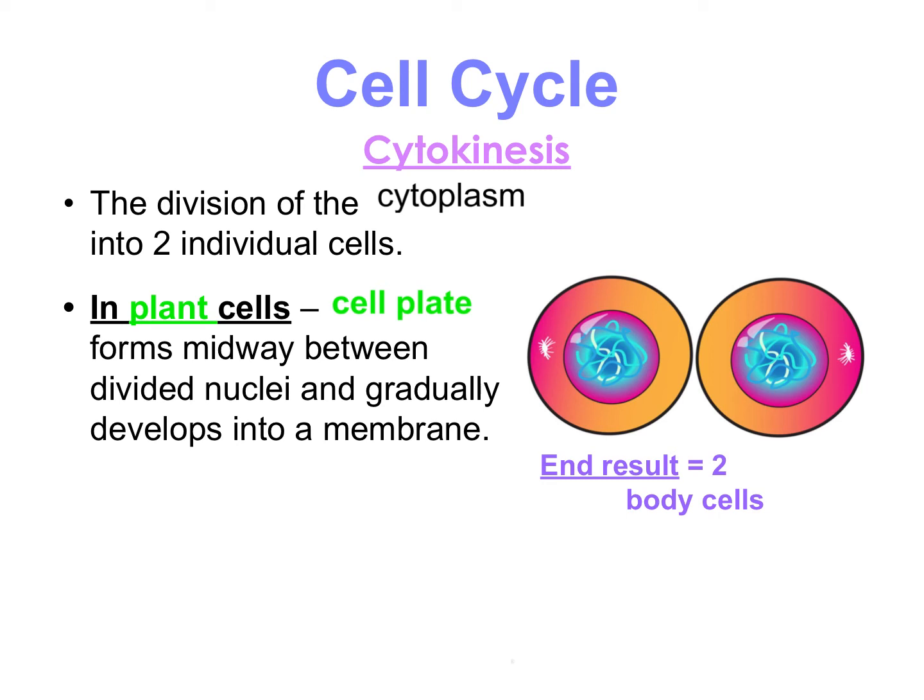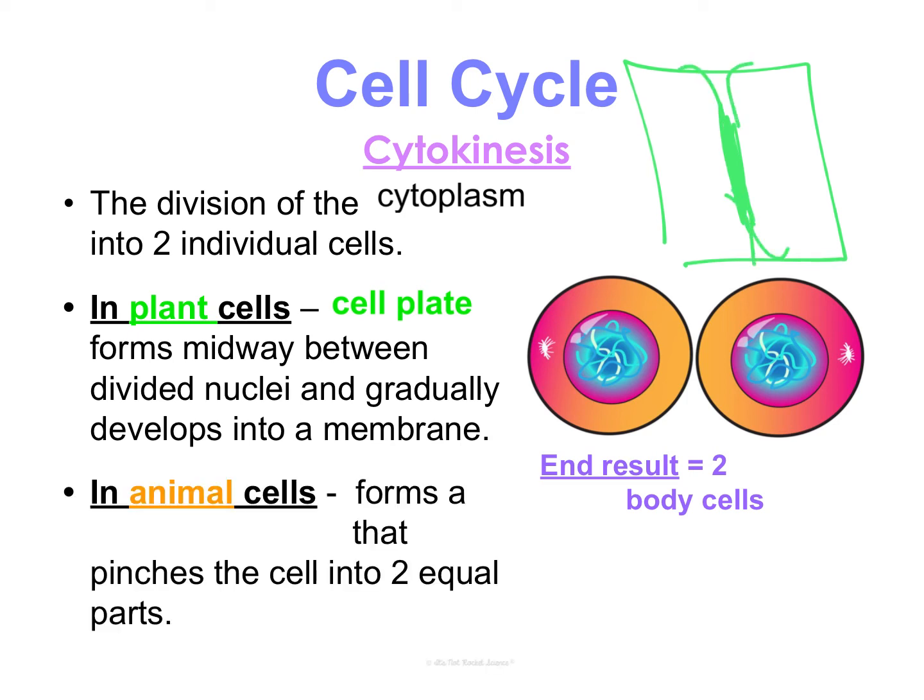So for our cell plate, when our cells are dividing, if you remember, plant cells are usually square, we're going to have this rough plate that forms down the middle that will eventually become 2 cells. In our animal cells, it works a little different, and we're going to form a cleavage furrow that pinches in the cell to create 2 equal portions.